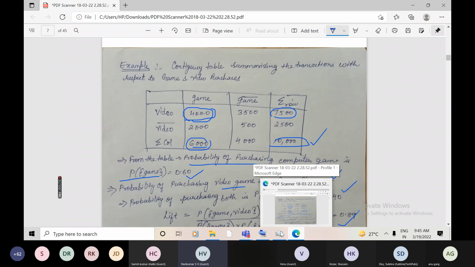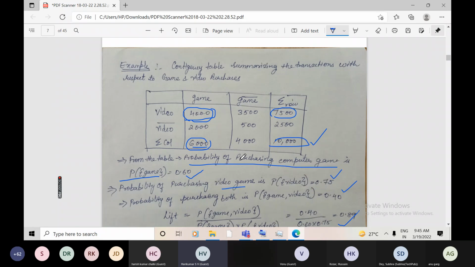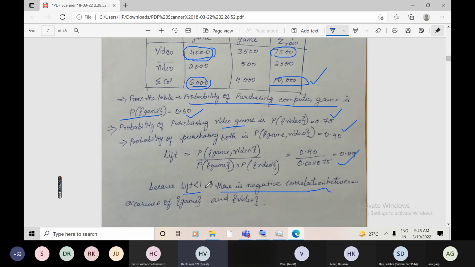How did you reach that conclusion? From the correlation, did you reach that conclusion? No. This lift value we have got is 0.89, which is less than 1. So you consider it as not correlated? Not correlated, negatively correlated. Yeah. How big? Is it a binary thing, 1 or not 1? Usually 0.9 is considered as high correlation, right?